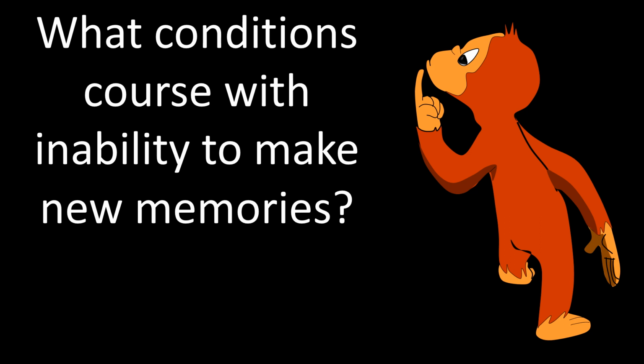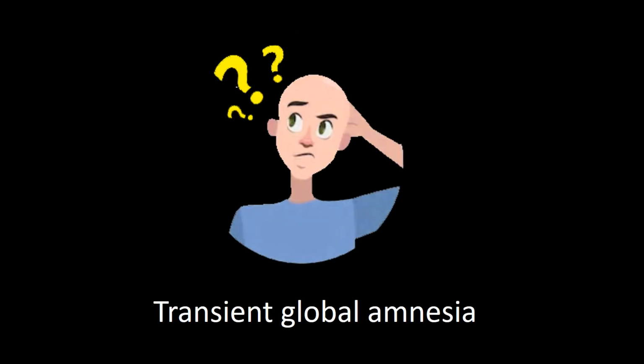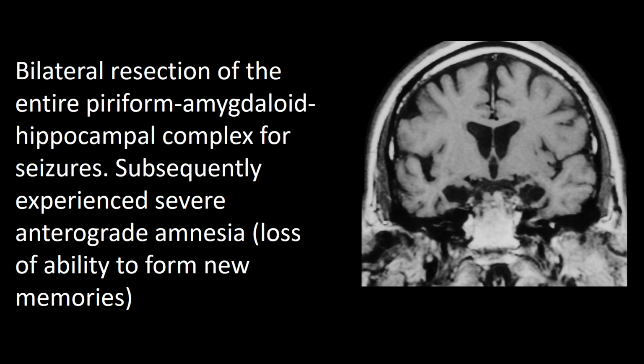Many conditions course with inability to make new memories. Among them are transient global amnesia and bilateral resection of the entire piriform amygdaloid hippocampal complex. This MRI, as you can see, shows the absence of the piriform amygdaloid and hippocampal complex. They were resected in this patient to control seizures. You can see the missing structures here indicated by the arrow and also on the other side. After surgery, the patient's ability to make new memories was lost.